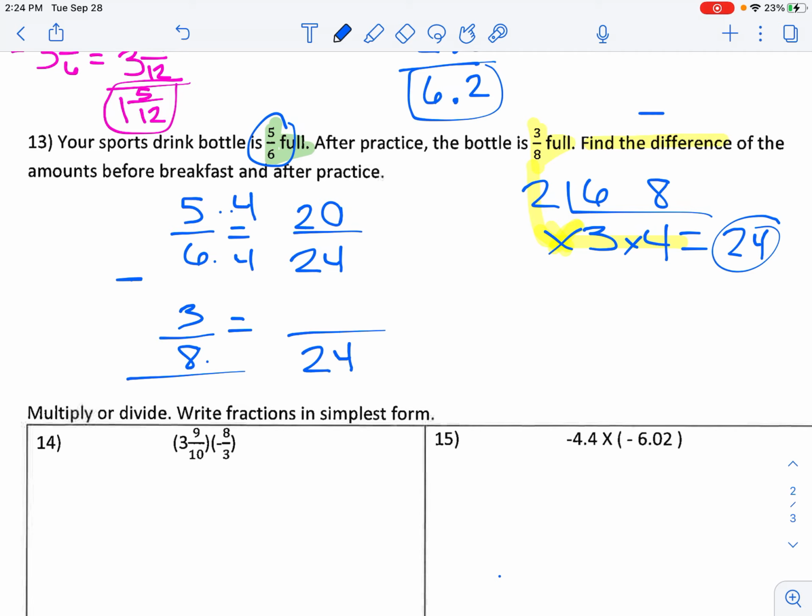And then 8 times 3 and 3 times 3. Find the difference means to subtract. So 20 minus 9 is 11. Find the difference of the amounts before practice and after practice. Because the amount of liquid in the bottle decreased, your answer is going to be a negative 11/24.